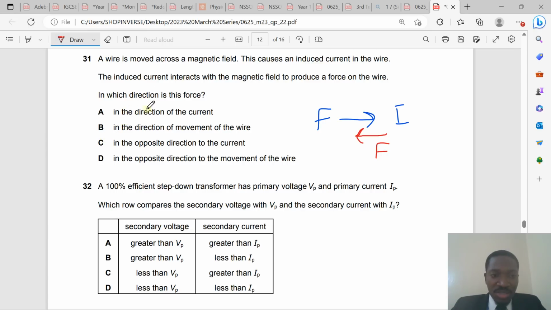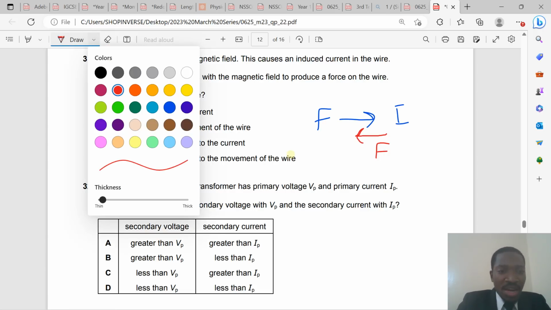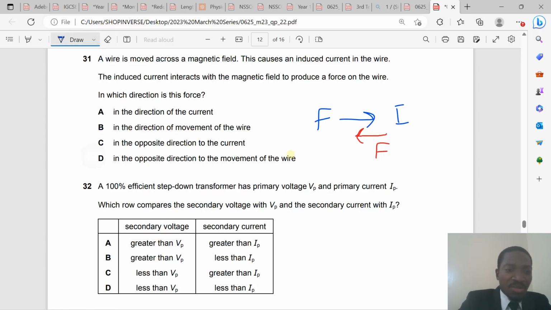So in which direction is this force? In the direction of the current, in the direction of movement of the wire, in opposite direction to the current, or in opposite direction to the movement of the wire. It is in opposite direction to the movement of the wire. Why? Because it wants to oppose the movement of the wire. That's why it acts in opposite direction to the movement of the wire.